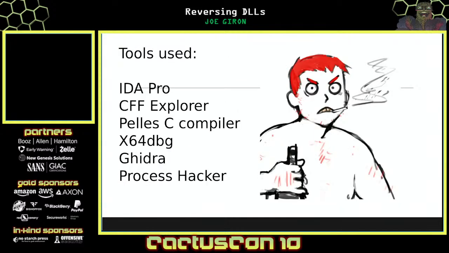All right, these are the tools we're going to be using: IDA Pro, CFF Explorer, the Pelles C compiler, x64dbg, Ghidra, and Process Hacker. All of these tools are free with the exception of IDA, but that's still free, sort of.